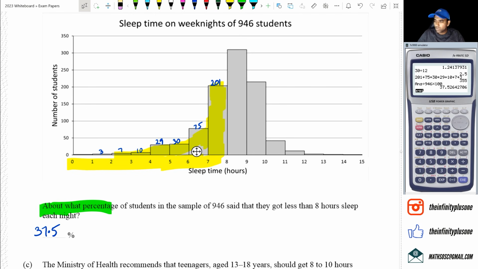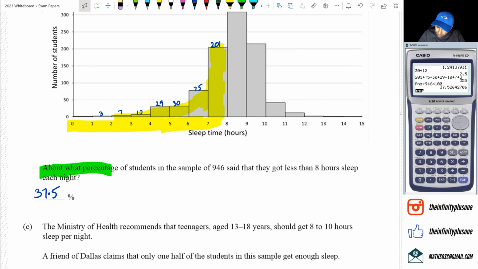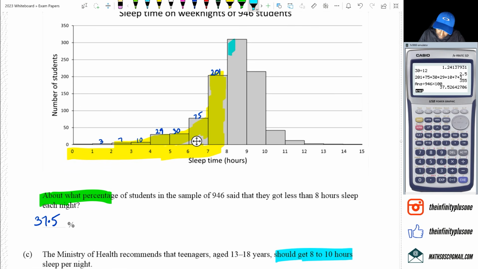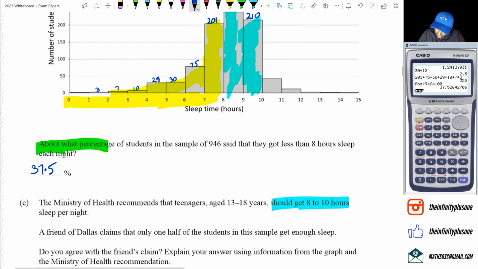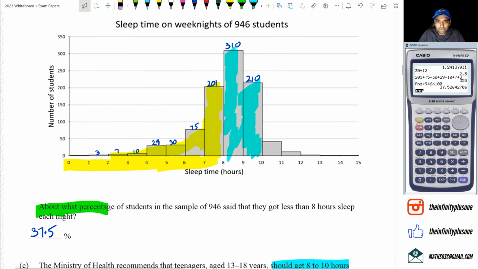What we can do is add up those two numbers between 8 to 10. So what do I mean by that? If you have a look at it, the zone 8 to 10 is actually just this part right here. And if we have a look at the numbers, this is roughly, I don't know, 310 maybe, and maybe 210. So we got about 520 students that are getting sleep between 8 to 10 hours.